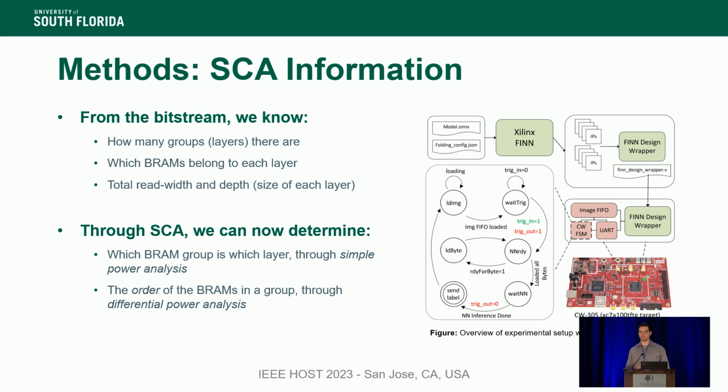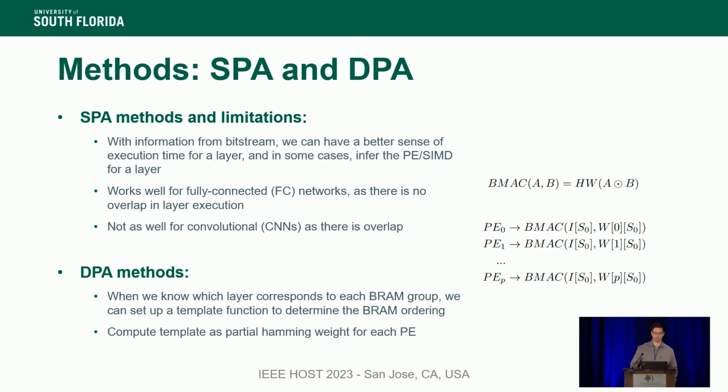And for gathering the trace data, we used a ChipWhisperer CW305 board that has an Artix-7 FPGA. And we take the circuitry, the Verilog files generated by FINN, and add some additional files to synchronize the data loading and trace capture. So for the simple power analysis, it works well for fully connected networks because there's no overlap in the layer execution, but not as well for the convolutional neural networks because there is overlap from the ones we tested.